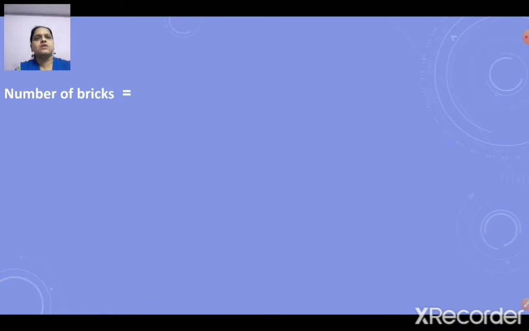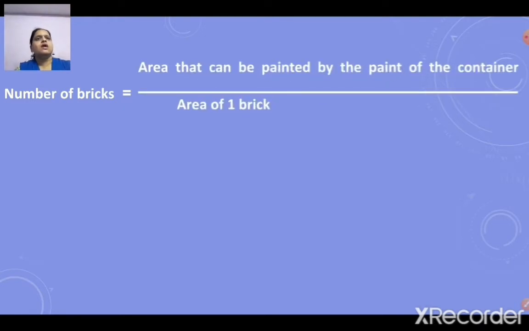Now the number of bricks. How to find the number of bricks? Whatever is the total paint, divide by the area of one brick. Is it correct? So for example, if you have 10 chocolates and you want to divide them into 5, what you will do? 10 divided by 5. So the total paint is given and the area of one brick is given. It is divided among how many bricks? That number of bricks we want to find. So we will divide the area that can be painted by the paint of the container by the area of one brick. So just substitute the values.